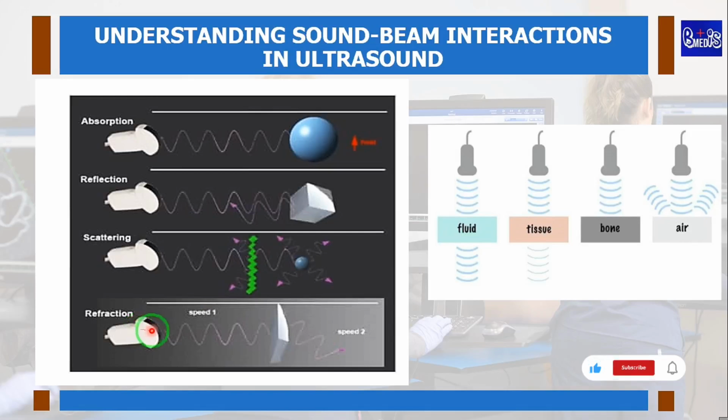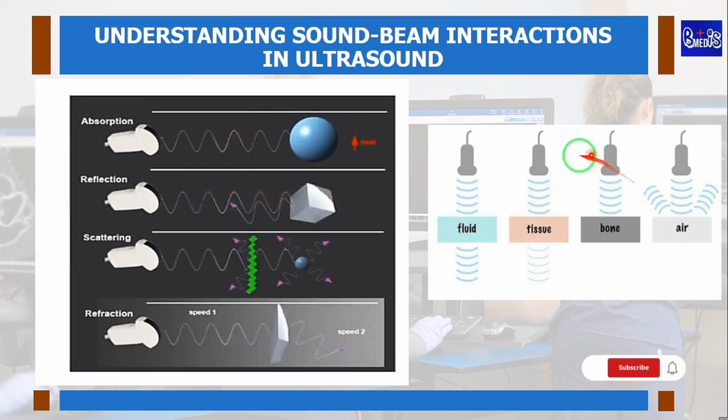Then we have refraction. Refraction is when a sound wave encounters an object at a very different angle. This results in the sound wave being refracted towards a different angle, so you lose returning echoes. So all of this, absorption, scattering, and refraction, creates loss of image quality, whereas reflection is what gives us what we want to produce the kind of image we desire.